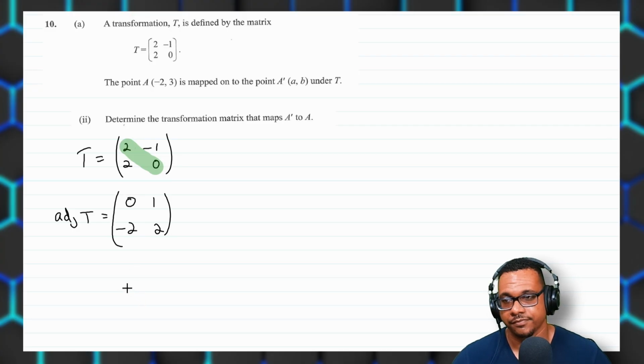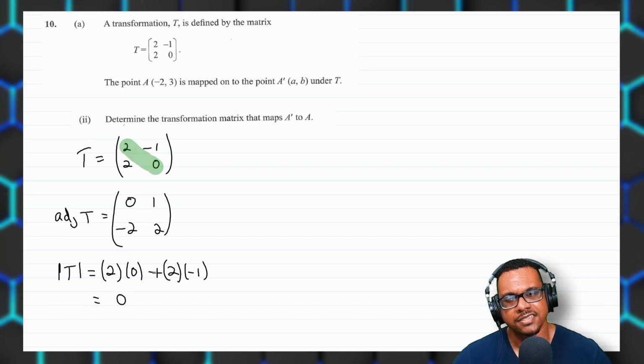That's your adjoint. Now the determinant of T will be the product of the leading diagonal, which is 2 by 0, take away the product of the non-leading diagonal, which is 2 by -1. Now 2 by 0 is 0, and this negative sign and this negative sign will just give a plus sign, right? So -(-2), which will just be +2. So your determinant is just +2.